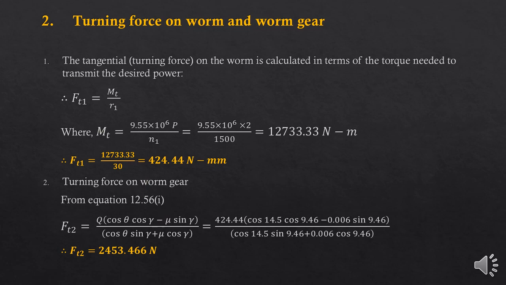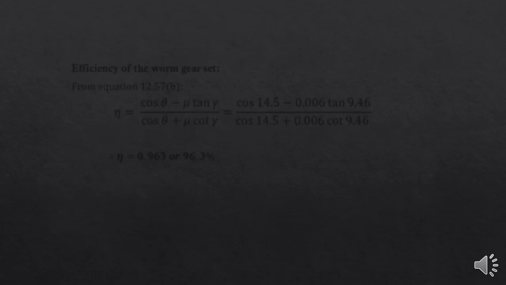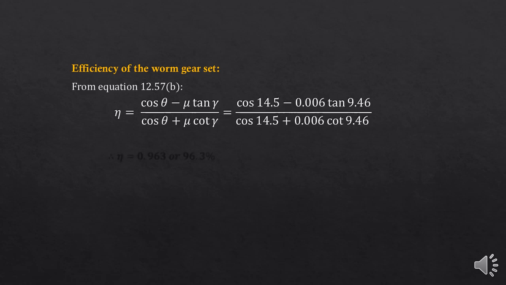Okay, so next they have asked us to find out the efficiency, which we will see in the next slide. Alright, so efficiency of the worm gear is given in equation 12.57b. Substitute all the factors, the pressure angle, friction as well as the lead angle. Substitute and you will get the efficiency as 96.3%. Right, the efficiency of the gear set is 96.3%.